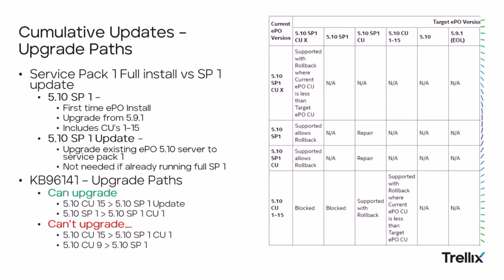This can get a little bit confusing. We have released a KB, KB 96141. This contains a matrix that shows you everything that you can upgrade to, depending on what you're running. The screenshot here on the slide shows you a sample of that. The way that you would use this is you would find the current version of EPO that you're running now in the left-hand column. So say you're running EPO 5.10 CU 15. If you notice, you can't actually go to EPO 5.10 Service Pack 1 update, and you can't go to 5.10 Service Pack 1.